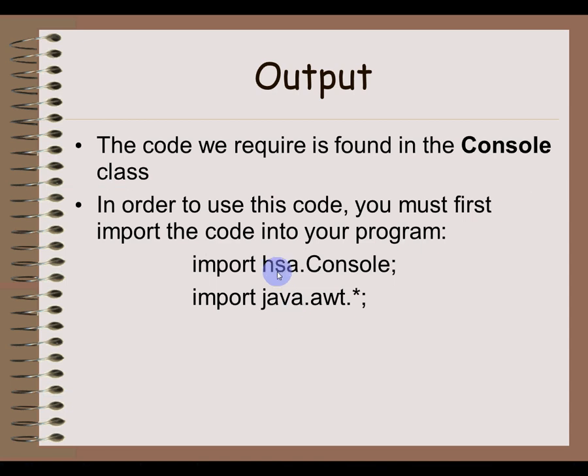The specific code we need within that library is called the console class. And a console is going to make essentially a very nice, pretty window for all of our output to appear. To do this, you're going to have to import the code into your program. So while the library is known to Dr. Java, these lines of code are going to import specific pieces of code from that library.